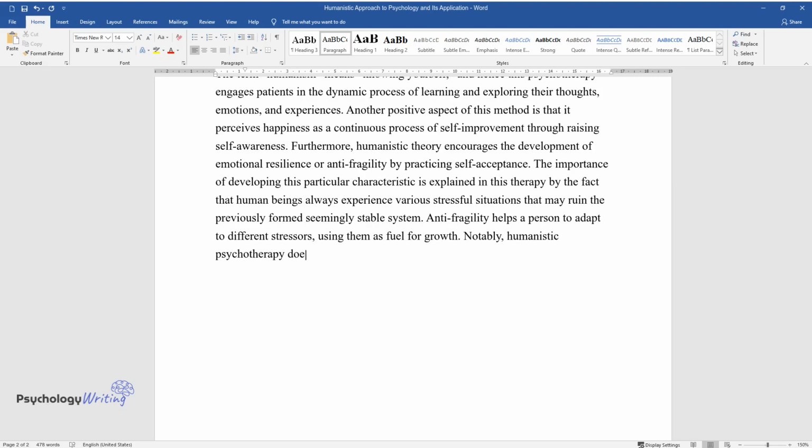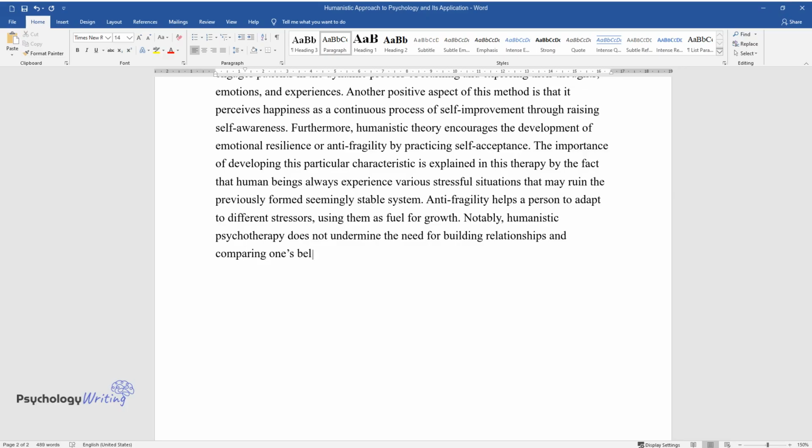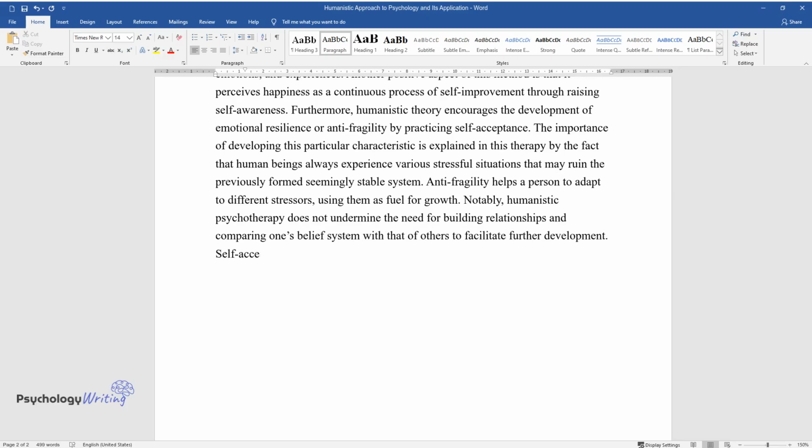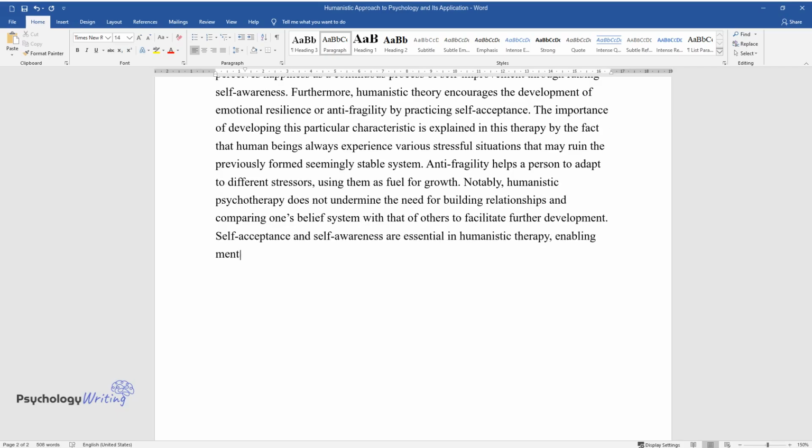Notably, humanistic psychotherapy does not undermine the need for building relationships and comparing one's belief system with that of others to facilitate further development. Self-acceptance and self-awareness are essential in humanistic therapy, enabling mental tenacity regardless of external circumstances.